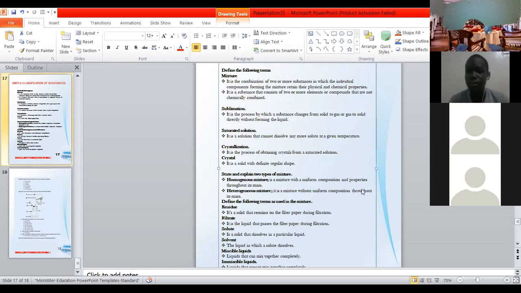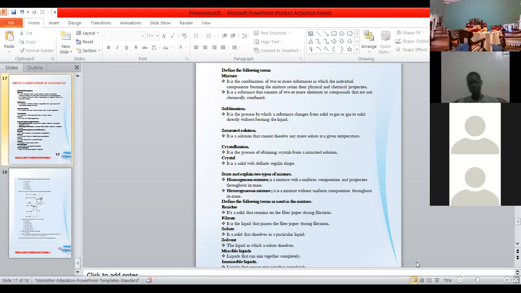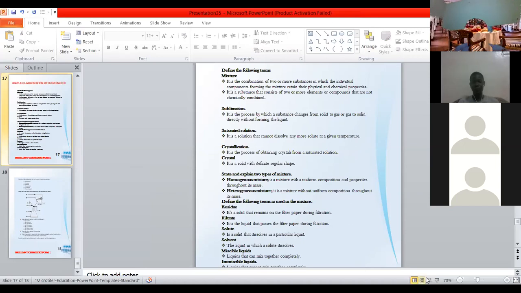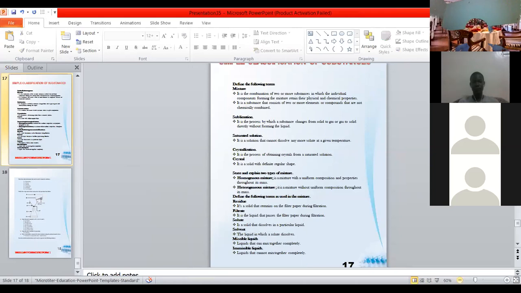That is very correct. So you have to include that those liquids must be completely mixed together, forming one layer. So if you don't want to use homogeneous, you can use uniform layer. So liquids that can mix together completely, forming what? One layer. Now the immiscible is the opposite of that. So the immiscible liquids are liquids that cannot mix together completely, forming one layer.